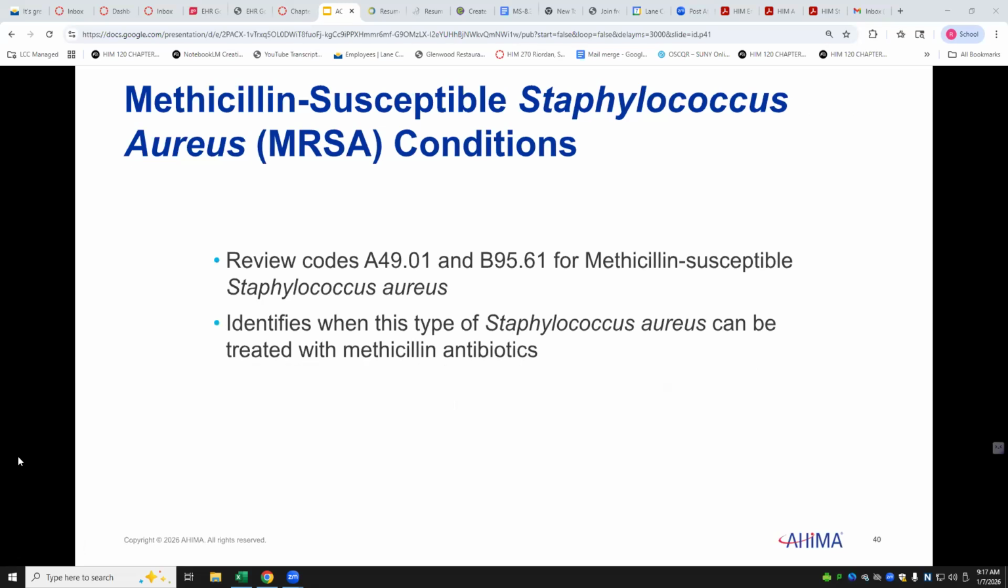And now at this point, take a look at the codes A49.01 and B95.61. And this identifies that this particular type of staph can be treated with methicillin antibiotics.